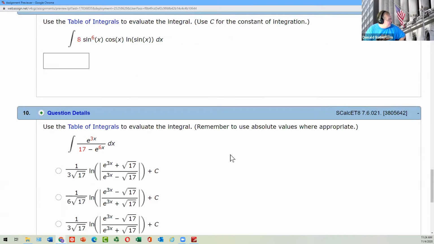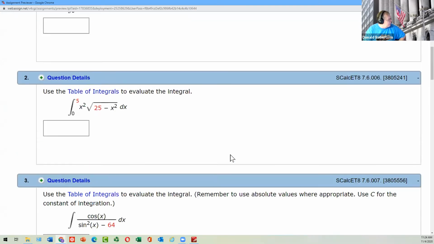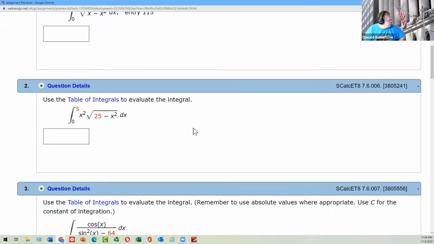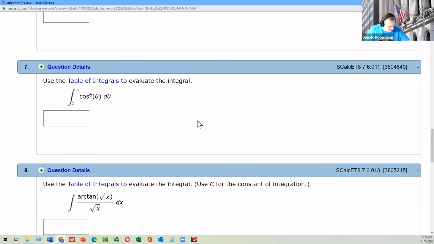Now, there's one, the last guy, and he's a long question, and I've just missed him, so where the heck is he? There he is, number 7. And we're trying to find the integral from 0 to pi of cosine of 6th power of theta, d theta, but it could be x, it wouldn't really matter. This is not a u sub, although technically you could do it, but it would take you half an hour.